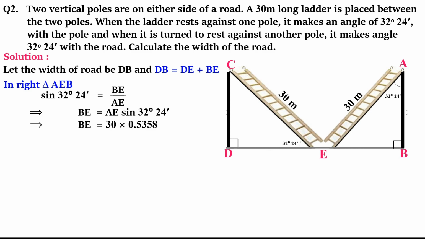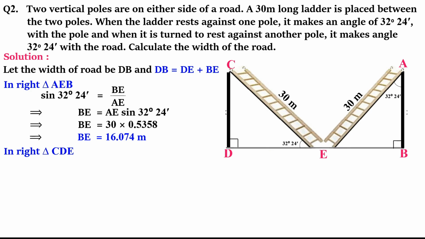From the trigonometrical table from natural science. Okay. Now when I multiply, I get the value of BE as 16.074 meter. Okay, let us keep it as it is. Now we will switch over to the next right triangle, that is CDE.